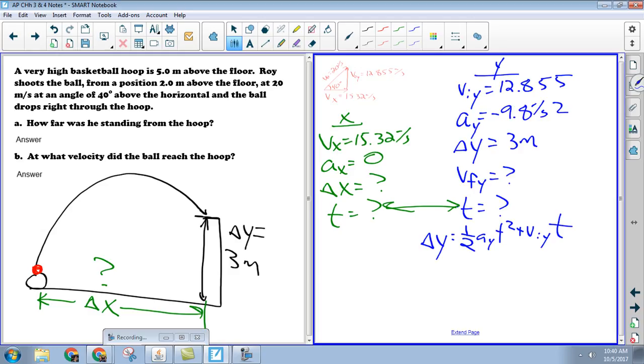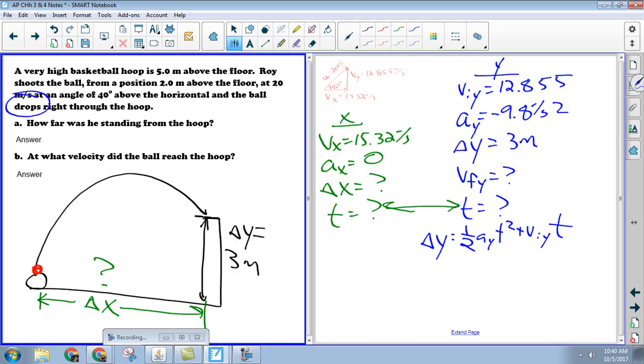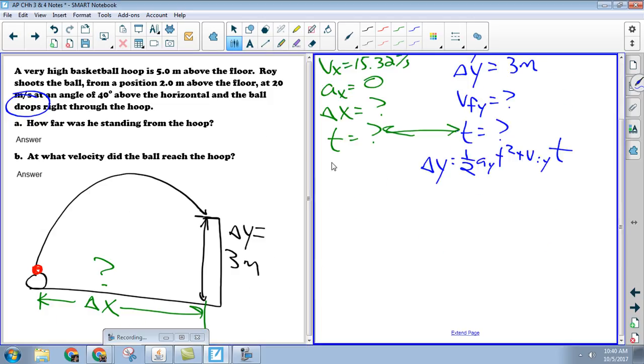Why? It says the ball drops right through. I remember writing that way now. So it's got to be coming down. Theoretically, you could shoot it up through the bottom. Yeah, then you have official permission to punch me.